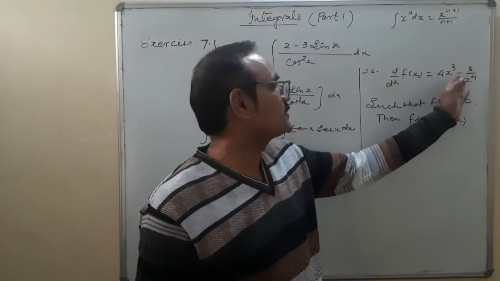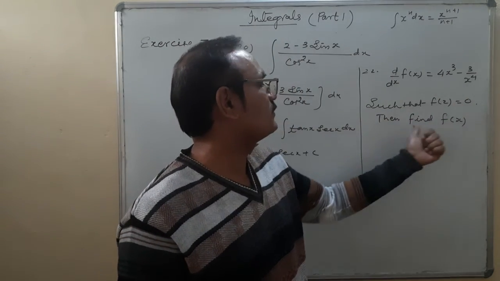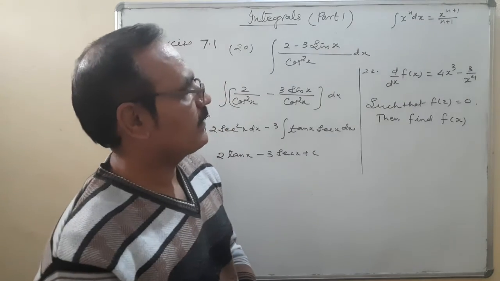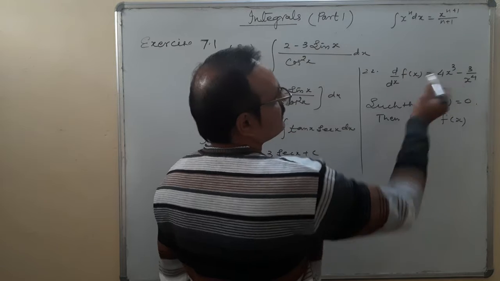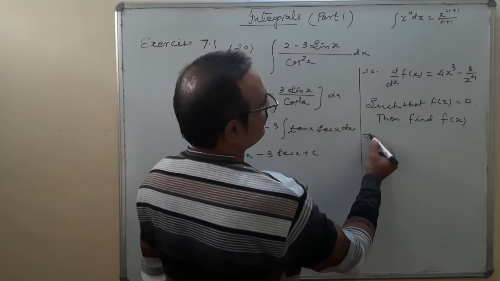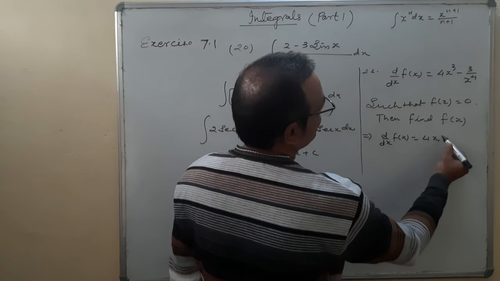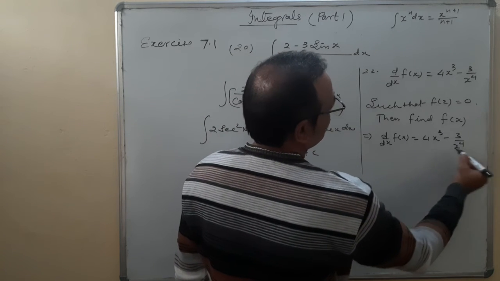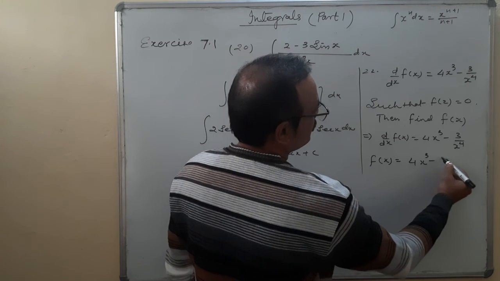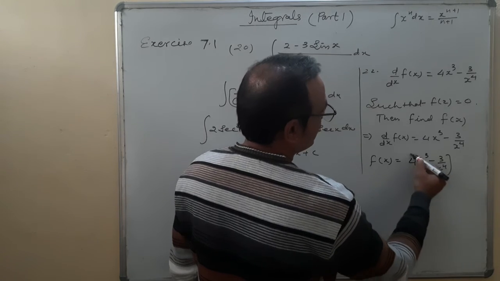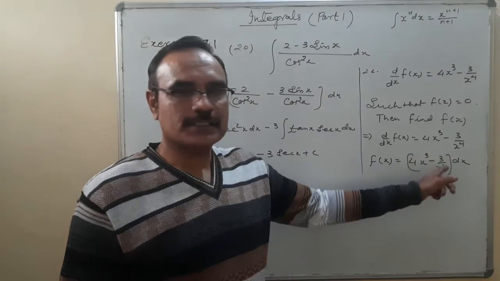dy by dx f of x is equal to this, such that f of 2 is equal to 0. Then find f of x. Okay. How to solve this question? dy by dx f of x is equal to 4x cube minus 3 upon x to the power 4. So that means f of x is equal to the integral of 4x cube minus 3 upon x to the power 4 dx. Is that okay? We are going to integrate this term.